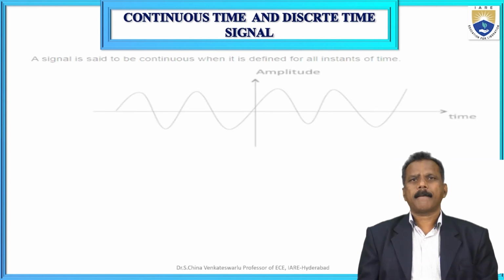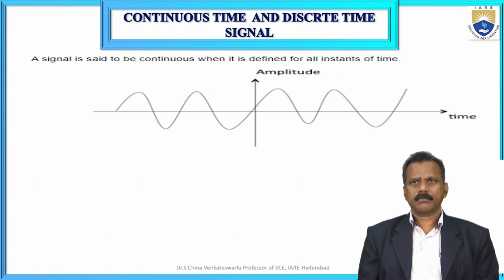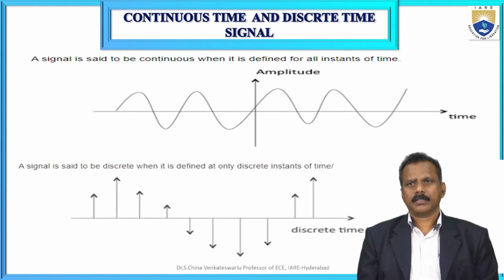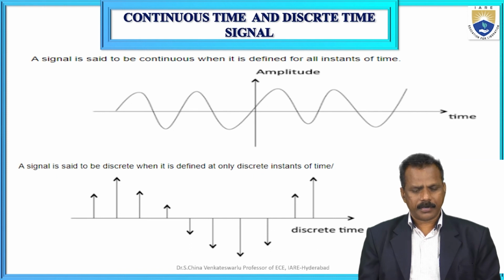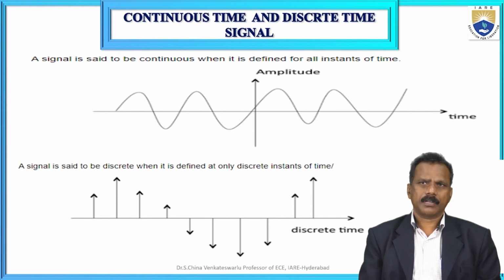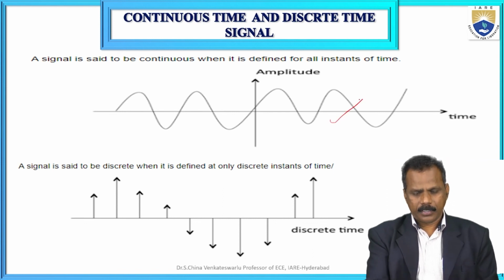Within this, the signal is said to be continuous when it is defined for all instants of the time. Here, this is the fundamental aspect: time versus amplitude. A signal is said to be discrete when it is defined at only discrete instants of the time. So a signal is continuous when it is defined at all instants of the time. If it is discrete, it is defined only at discrete instants of the time.